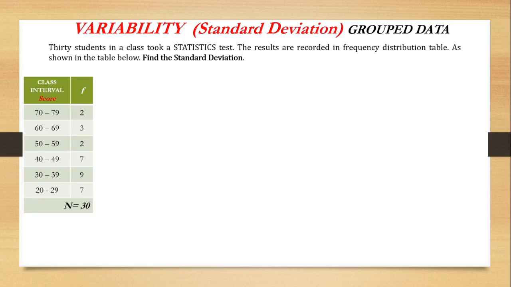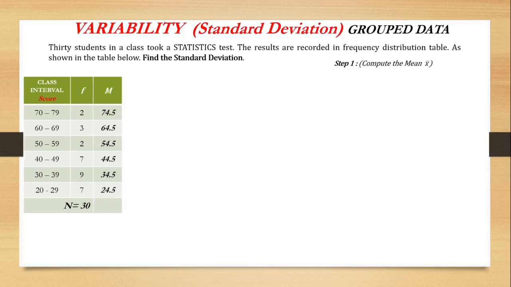This is the frequency distribution table of the 30 students who took the statistics test. The first step that we need to do is compute the mean of the grouped data. We need to get the midpoint. To complete the column for the midpoint, we need to add the upper and the lower limit of the class interval and divide it by 2.